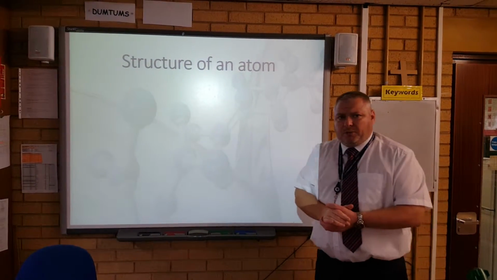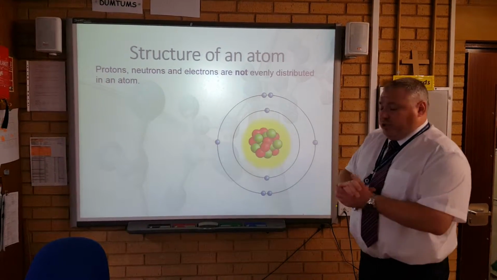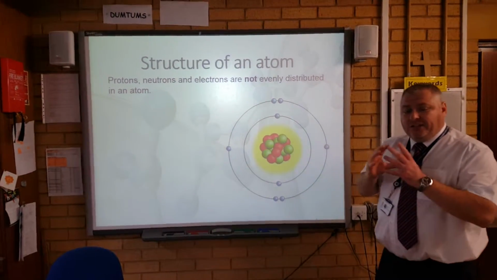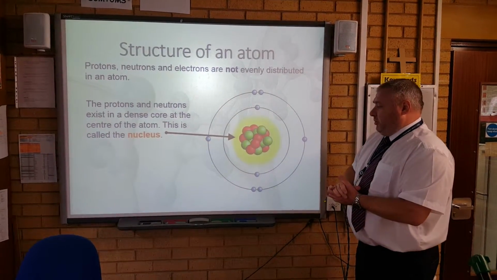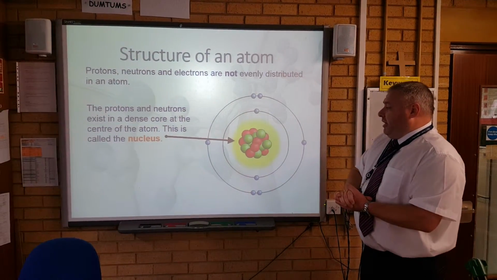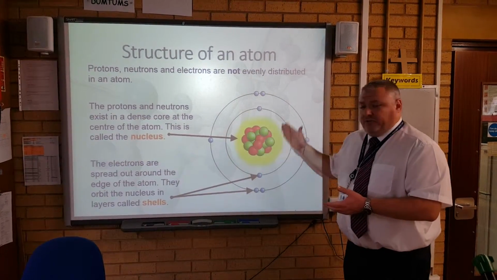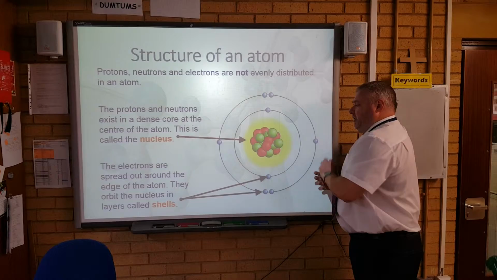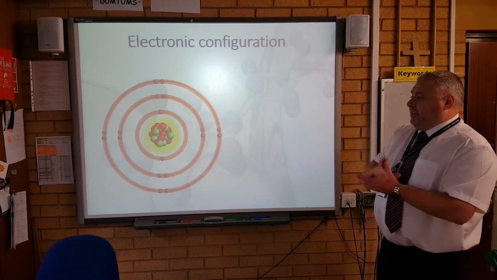So how are these subatomic particles arranged in an atom? We know that the protons, neutrons and electrons are arranged in different ways. The protons and the neutrons are in the nucleus, and that's where most of the density of the atom comes from, so most of the matter is in the centre. Obviously this is not to scale. You've got the protons and neutrons in the middle, and the electrons orbiting around the nucleus in shells. So how are the electrons arranged?